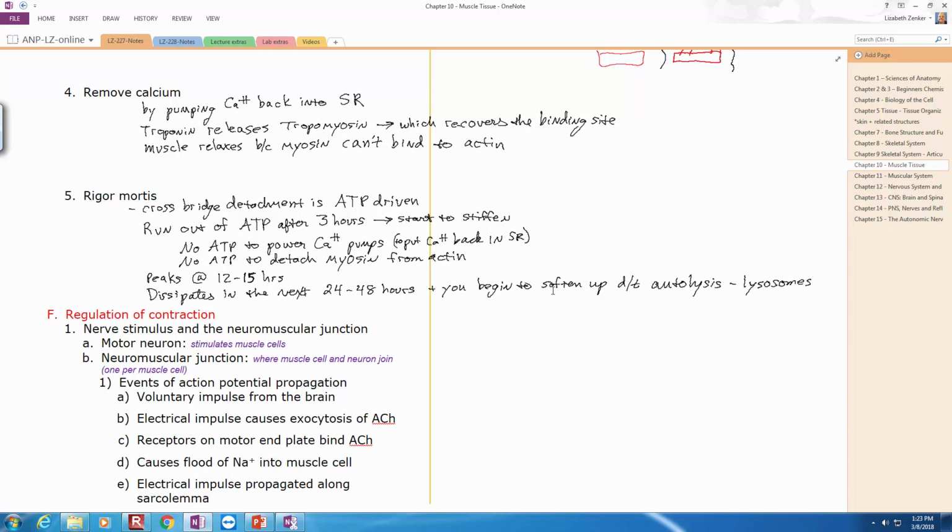This peaks after about 12 to 15 hours, give or take, and then it starts to dissipate in the next 24 to 48 hours. Then you start to soften up again. Rigor mortis is the term for when you stiffen up and become really firm, and then soften again and become more pliant. The reason you start to soften up is that after a period of time, you still have enzymes and proteins that are still doing their job. They don't know you've died. They don't care. They're there to do a job. They find the thing that they bind to and they break things apart.